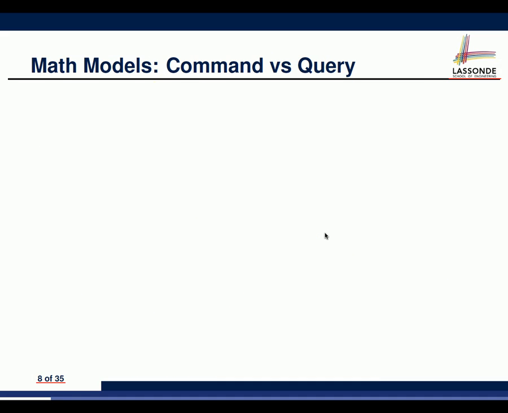Now, math models. Let me give you a very quick idea about what a math model is. Before we talk about the big idea, let's see how we can use it. Very simple. The number one principle you have to remember for math models: there are two types of features you can use. One is called commands, the other one is called queries. By the way, what's the difference between a command and a query?